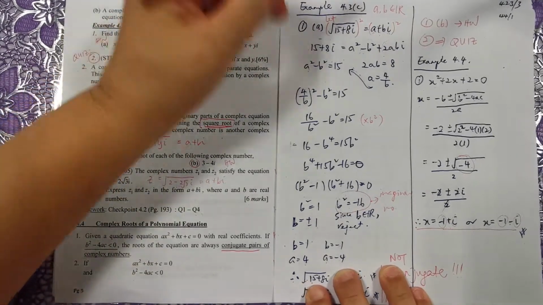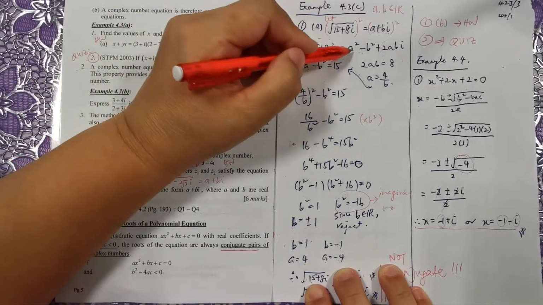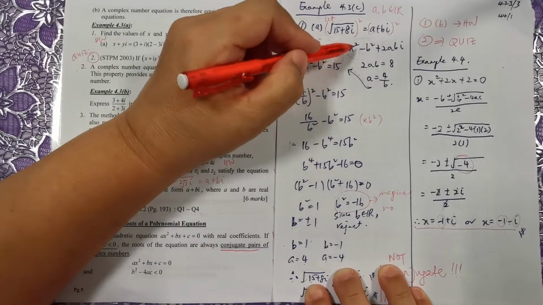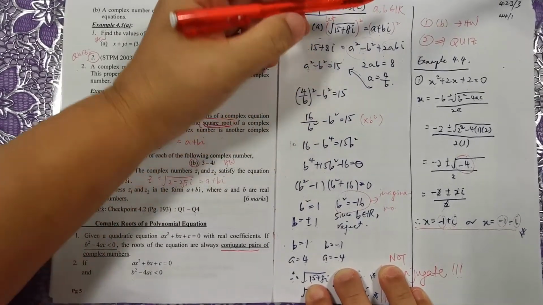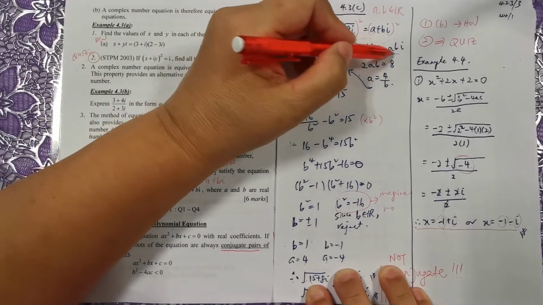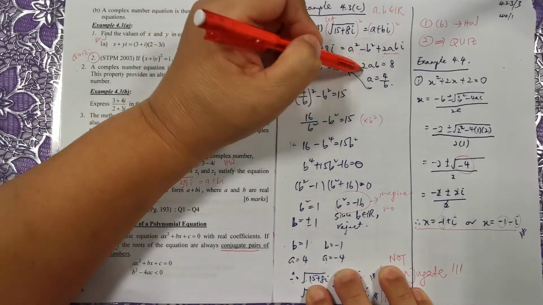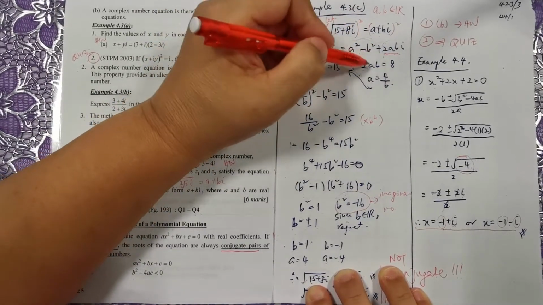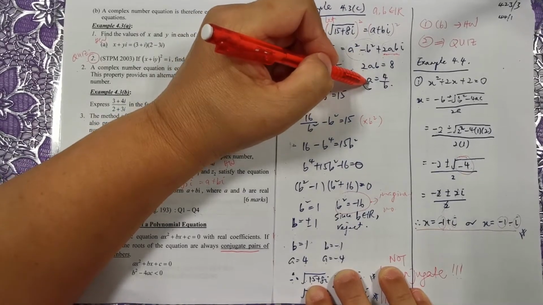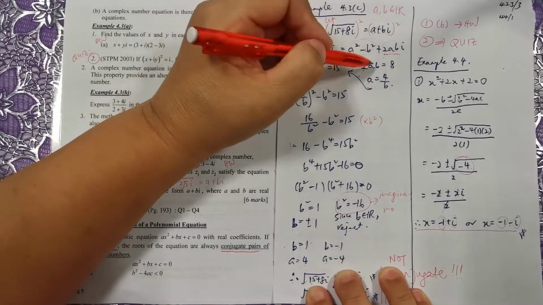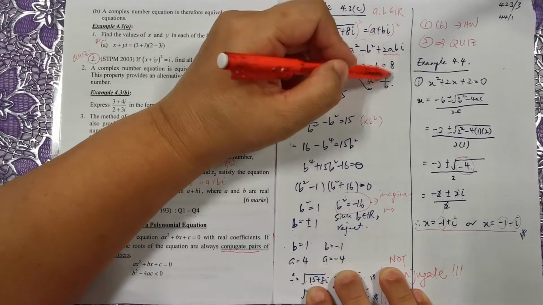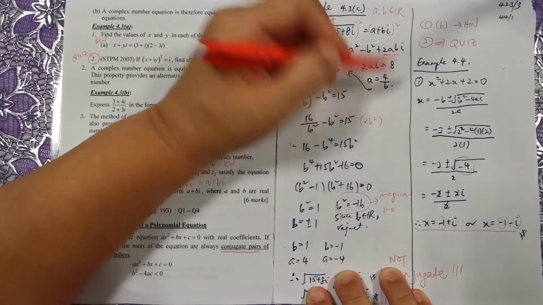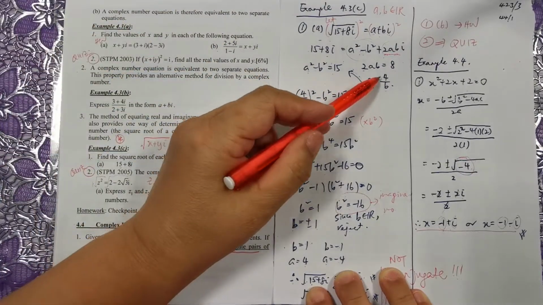Now we compare. When we compare the real parts, a squared minus b squared is the real part and this is the real part. Then we compare the imaginary parts: this is the imaginary part, and this is the imaginary part. Next, you choose either a or b as your subject, it will be the same. For me I choose a. So 2 shifts here, simplified becomes 4, then b shifts here. So a equals 4 over b.